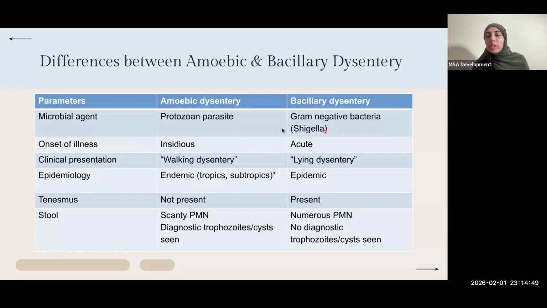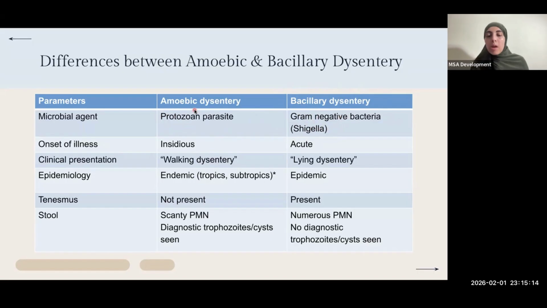And if you remember in Shigella, we said that we have something called bacillary dysentery. I think I forgot to mention this term, but it was written in the slide. The dysentery that we get from Shigella, we call bacillary dysentery because Shigella is a bacillus, okay? So bacillary for bacilli.